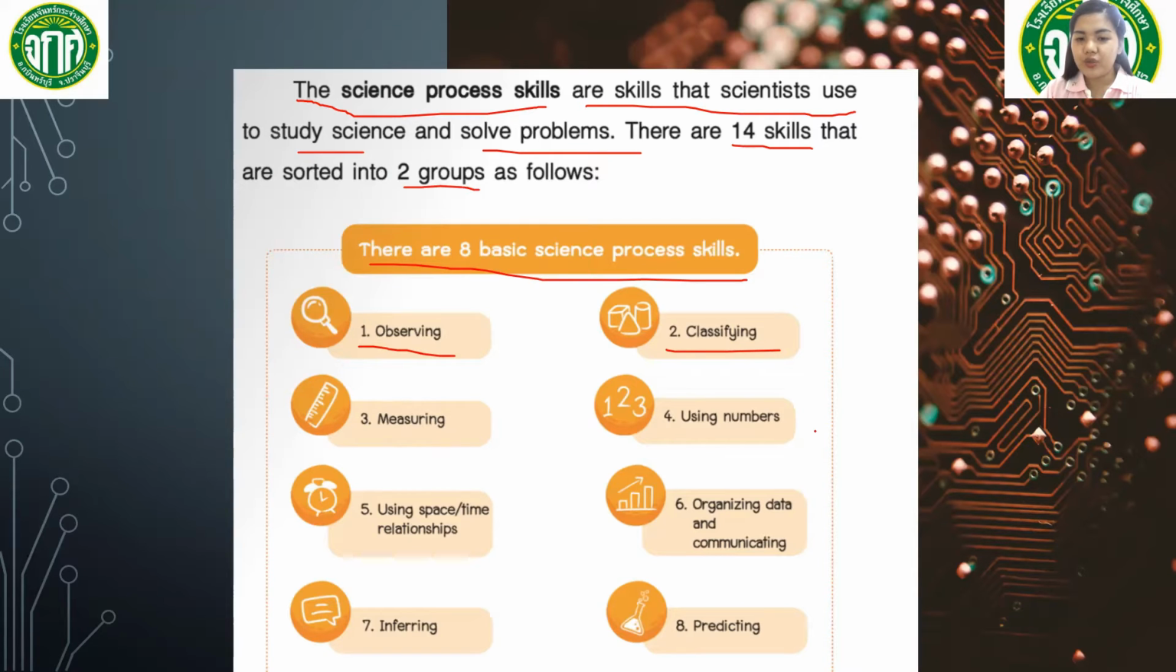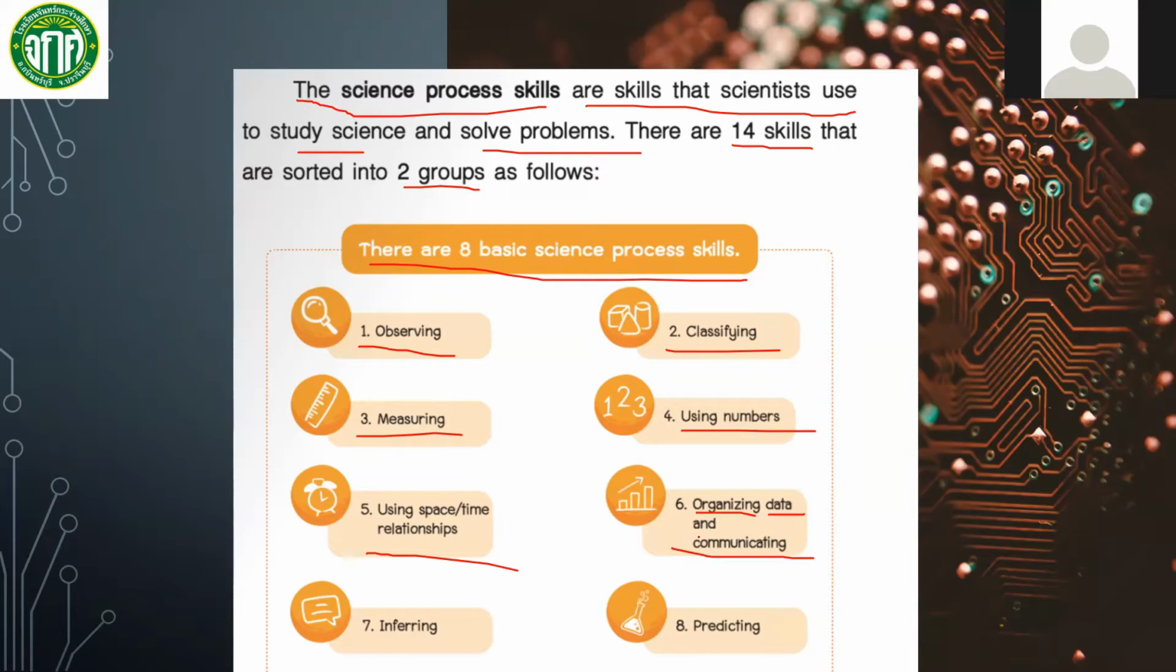Number 4, using numbers. Number 5, using space-time relationship. Number 6, organizing data and communicating. Number 7, inferring. And the last one, number 8, is predicting. Those are the 8 basic science process skills.